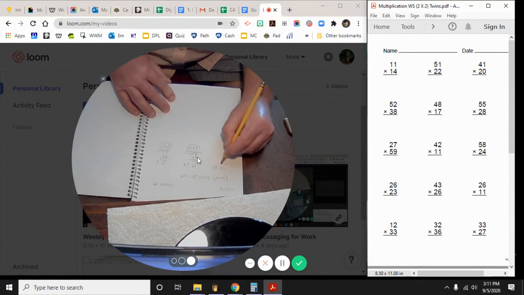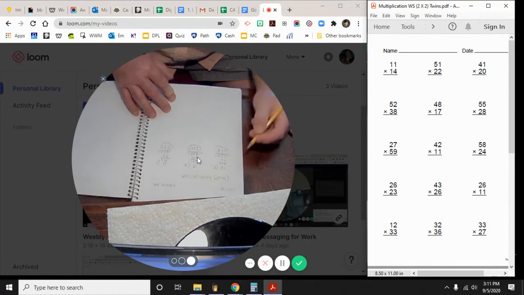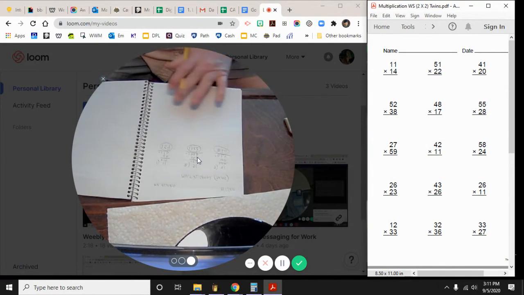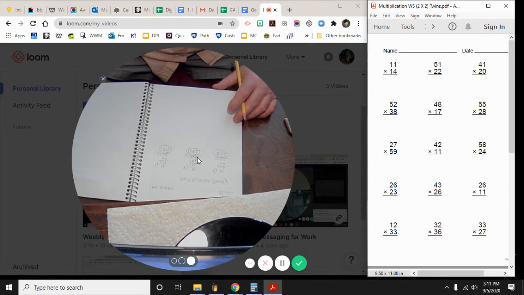So 41 times 20 equals 820. Okay? See how nice the space that is? Easy to read, easy to follow. A lot of kids like to cram that up.